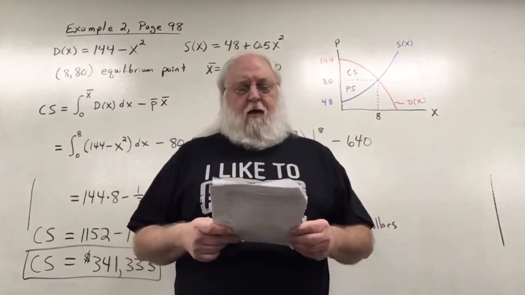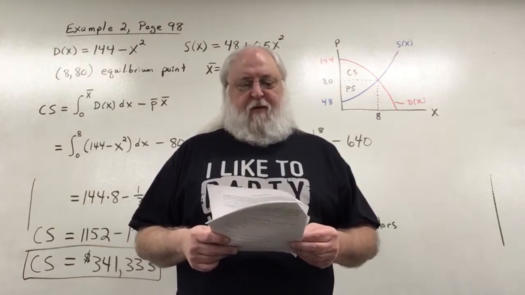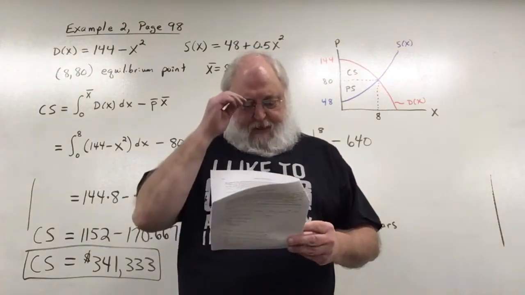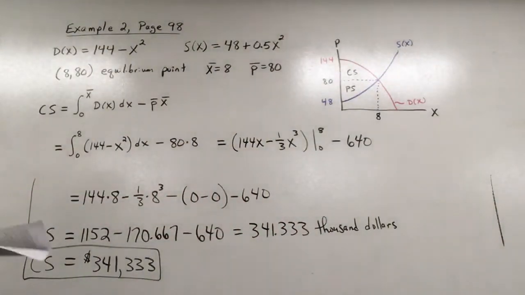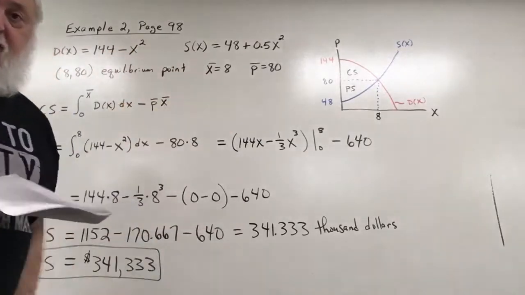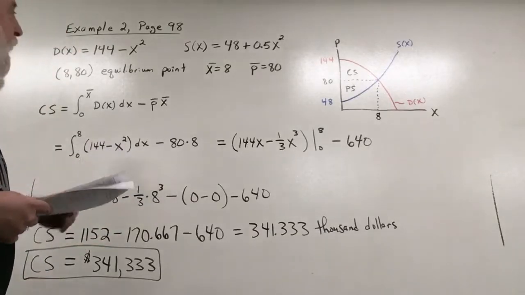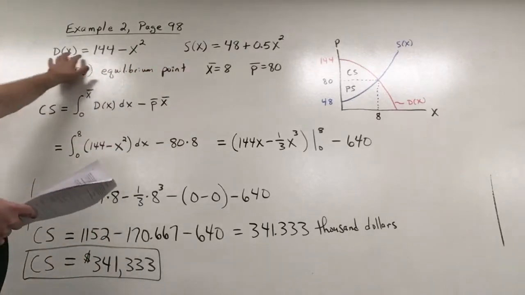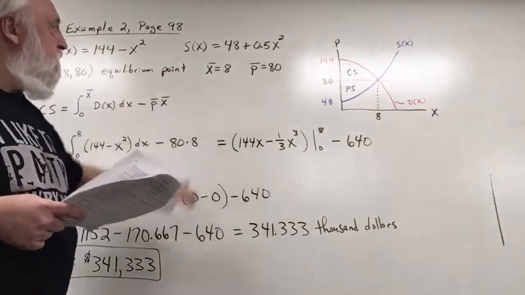Hello class. In this video I work example 2 from section 6.7 in your note packet on consumer and producer surplus on page 98. In example 2 we're given the demand function and the supply function for some tires, for Super Titan tires, and X, the quantity, is measured in thousands. This is the demand function for Titan tires, and this is the supply function for Titan tires.